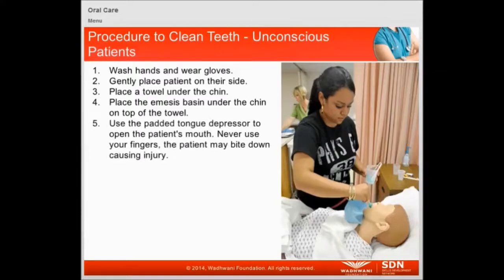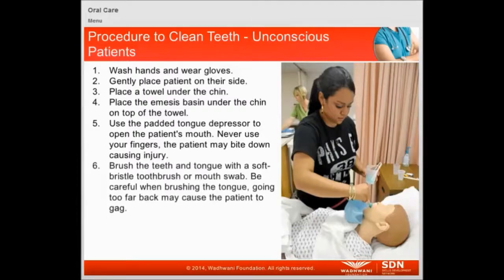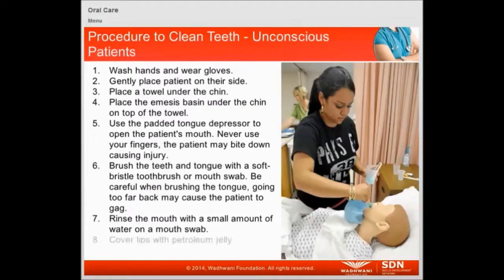5. Use the padded tongue depressor to open the patient's mouth. Never use your fingers. The patient may bite down, causing injury. 6. Brush the teeth and tongue with a soft bristled toothbrush or mouth swab. Be careful when brushing the tongue. Going too far back may cause the patient to gag. 7. Rinse the mouth with a small amount of water on a mouth swab. 8. Cover lips with petroleum jelly.